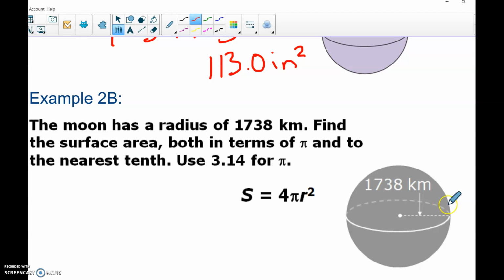The moon has this radius in kilometers. Rounded to the nearest tenth. You guys try it.